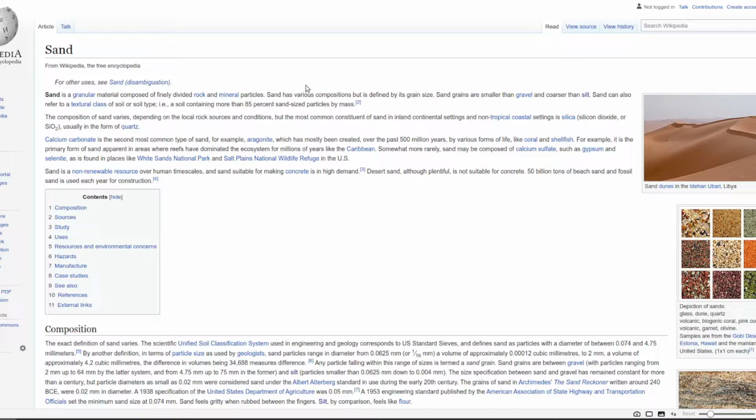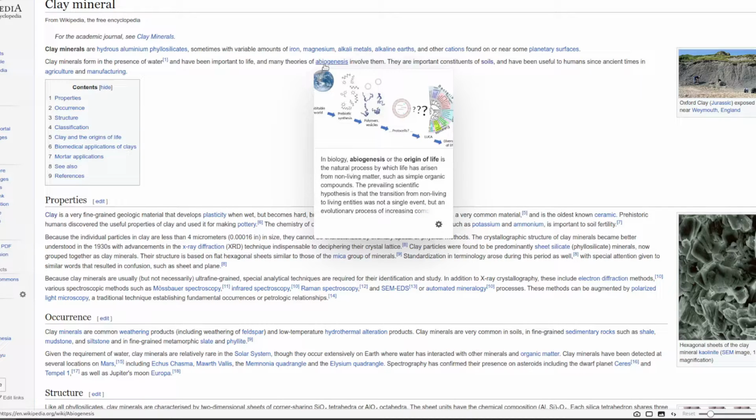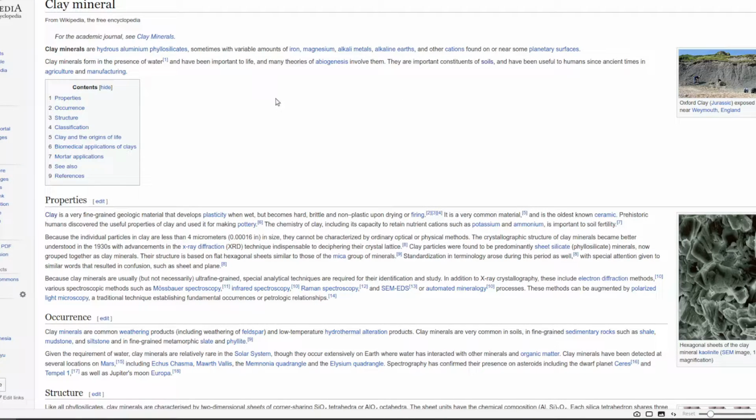Now what I think the mediator between all of these is bacteria. Here we go. Clay minerals form in the presence of water and have been important to life, and many theorists of abiogenesis involve them. So really water is the key, and of course underground you could, as we saw, have the 25% air. Water can be carried in the air. You can have a moist air, so it doesn't have to be a lake bed, but a lake is always a pool of life essentially.